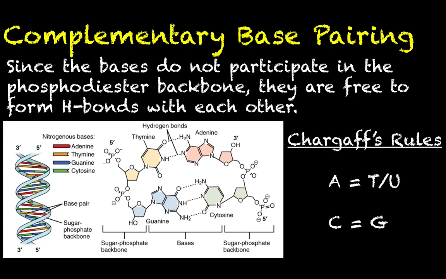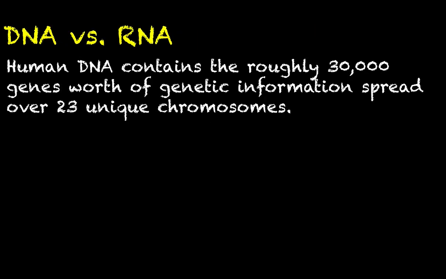Another thing you'll notice here is that the base pair between adenine and thymine consists of 2 hydrogen bonds, whereas the base pair between cytosine and guanine consists of 3 hydrogen bonds. This does indeed mean that the base pair between cytosine and guanine is about 50% stronger than that between adenine and thymine. Finally, let's wrap up by talking about some of the differences between DNA and RNA.